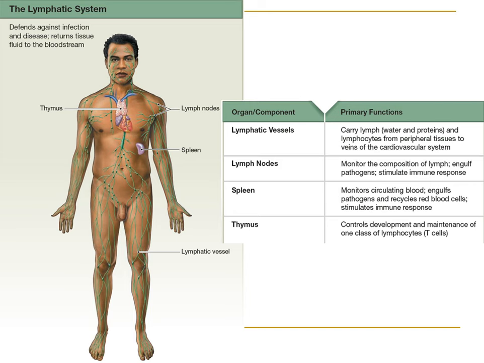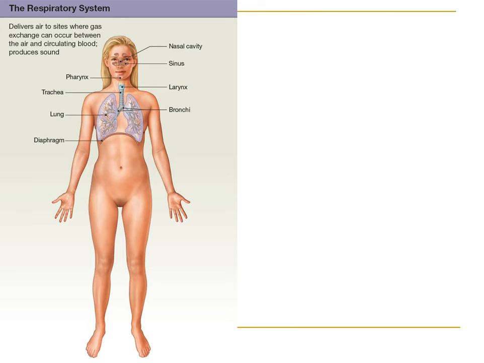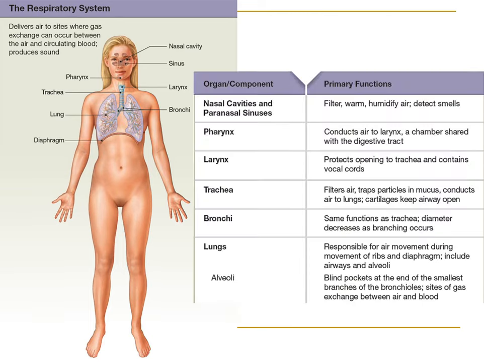Another component of the lymphatic system is the thymus. It controls and maintains the maturation of the lymphocyte, that is the T lymphocyte. The next system is the respiratory system. The components of the respiratory system are the nasal cavities and the paranasal sinuses. The functions associated with these cavities and sinuses are that they filter, warm, and humidify the air, and also detect smell. The olfactory receptors are present in the nasal cavity.